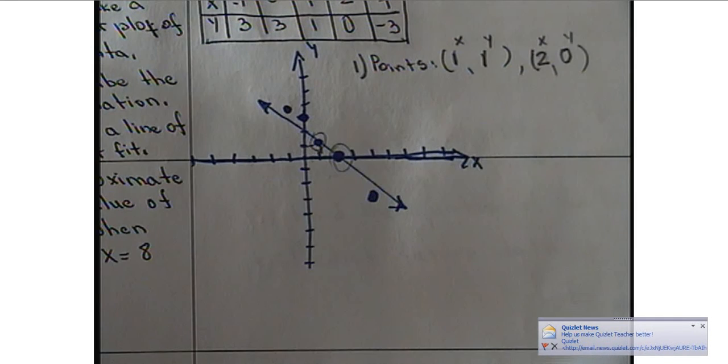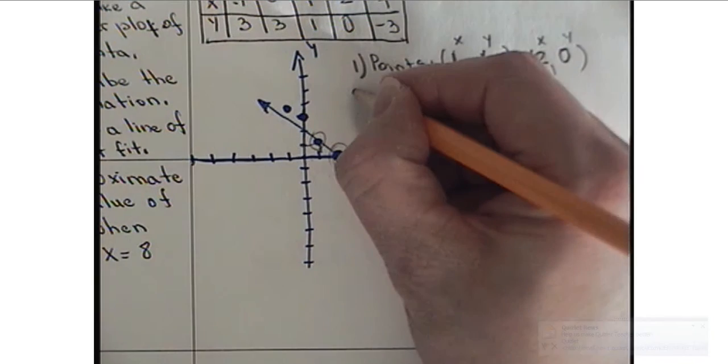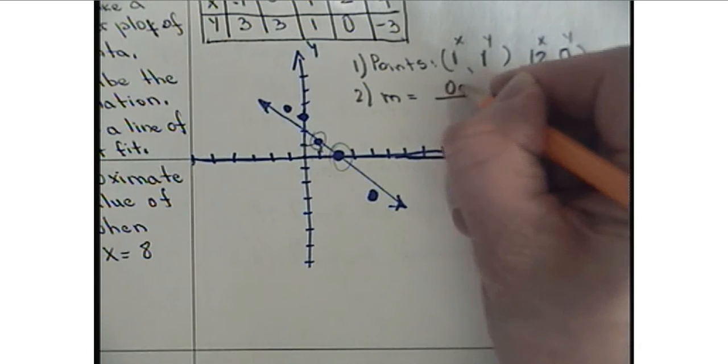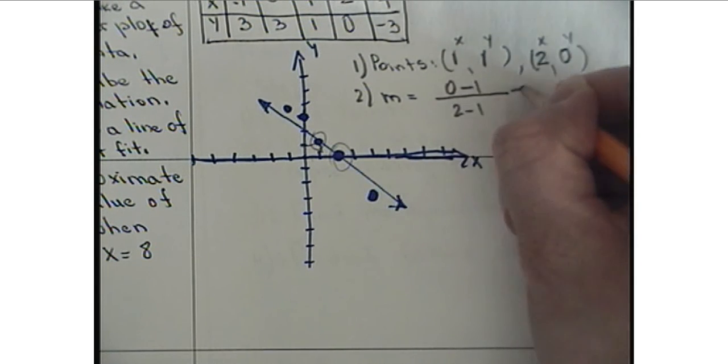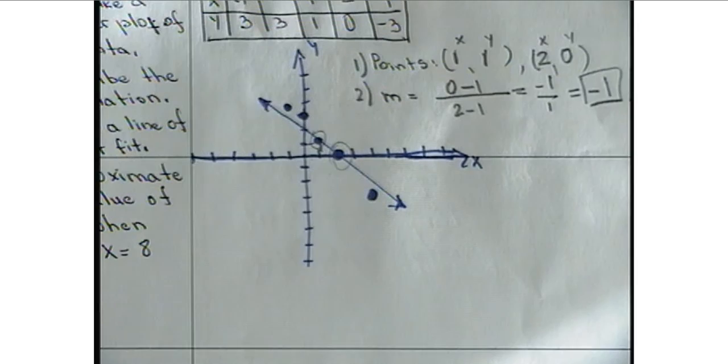Next thing now will be slope. So let's calculate the slope. And the slope will be 0 minus 1 over 2 minus 1. 0 minus 1 is negative 1, 2 minus 1 is 1. So negative 1 will be the slope here.